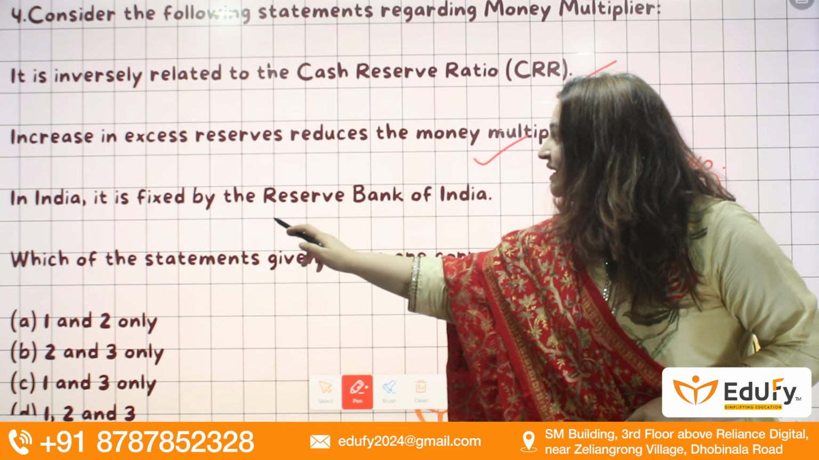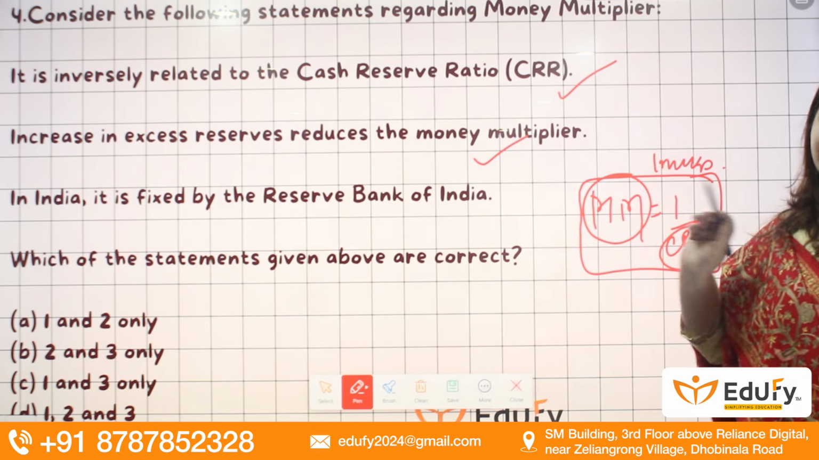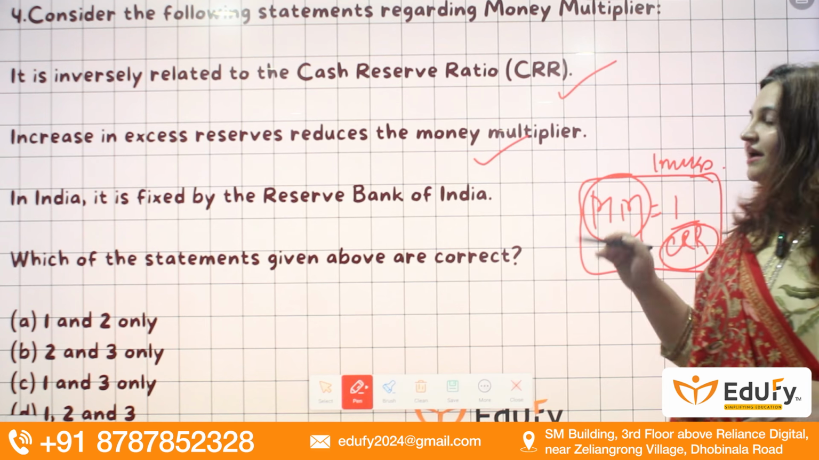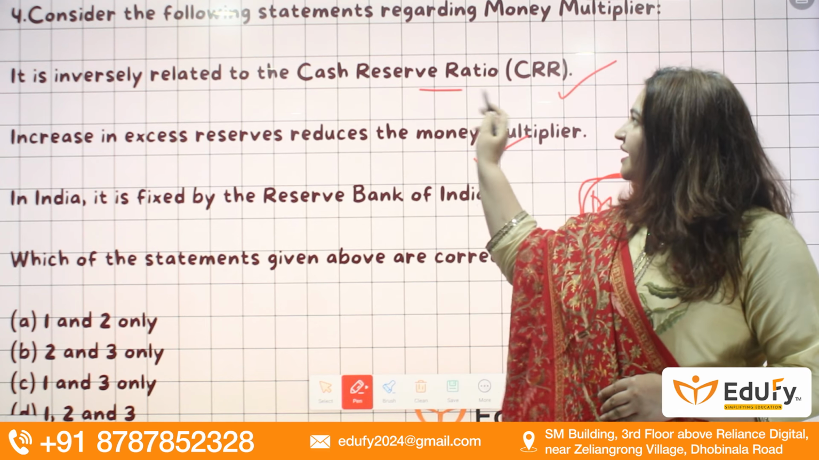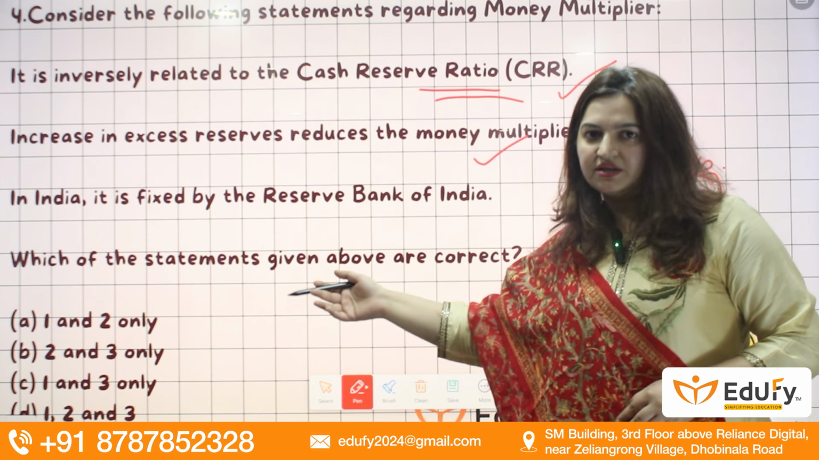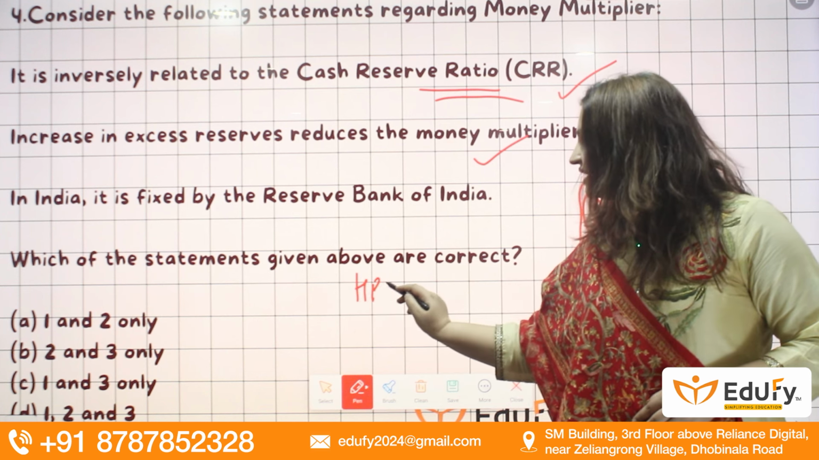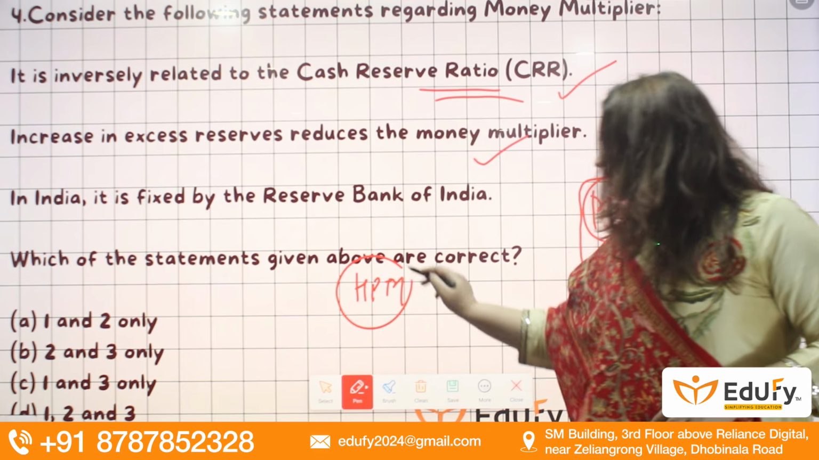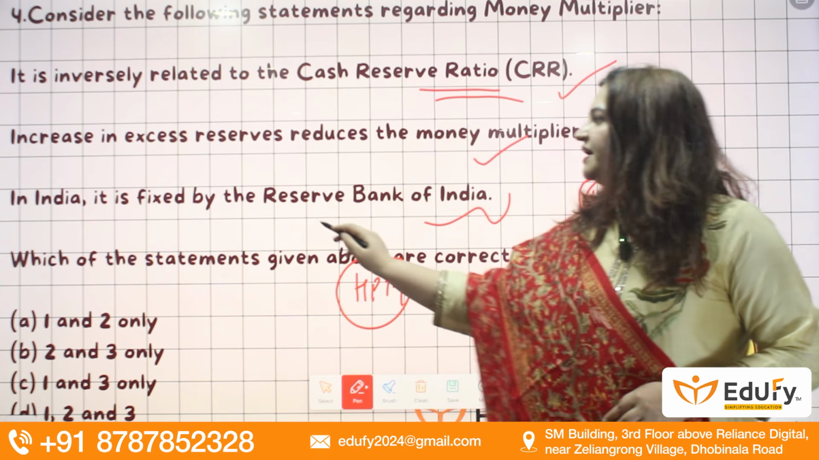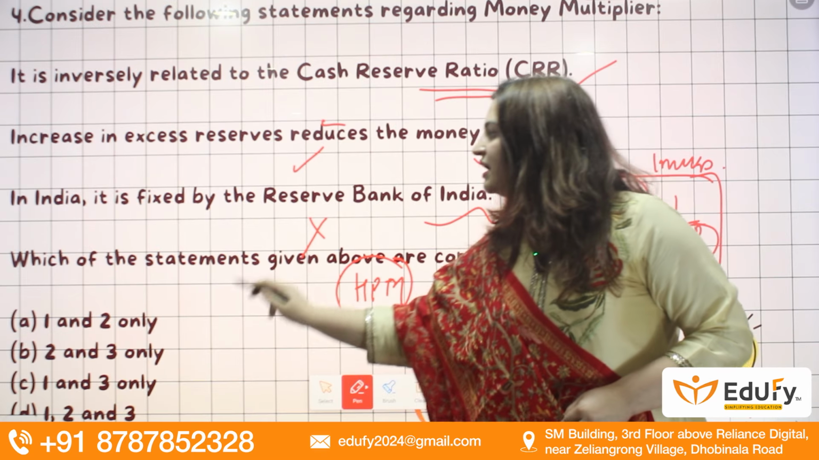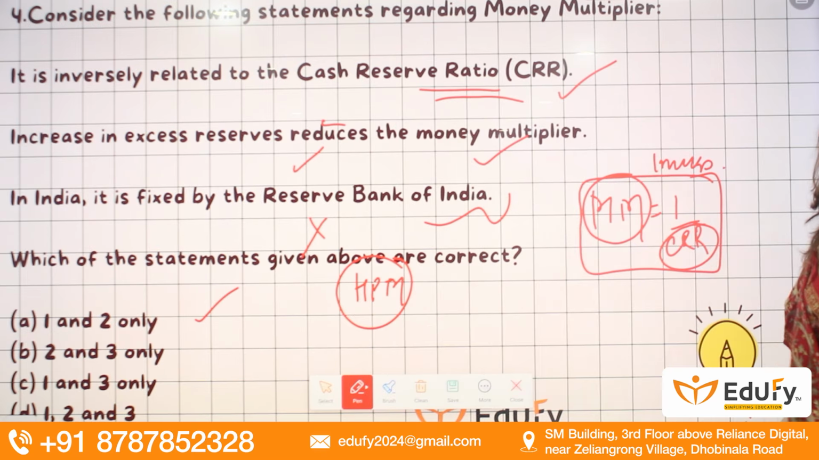In India, it is fixed by RBI. No, money multiplier is not fixed. It depends on the CRR and other factors also, that is high powered money that is generated by RBI. So it is not fixed by RBI. So 1 and 2 are the answer. That is, A is the answer.